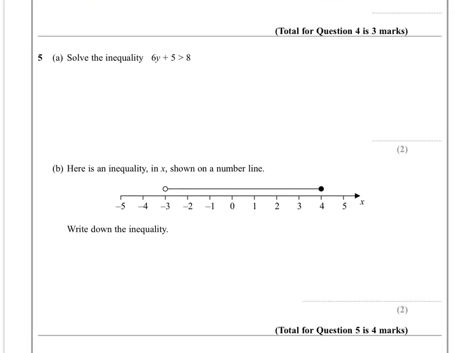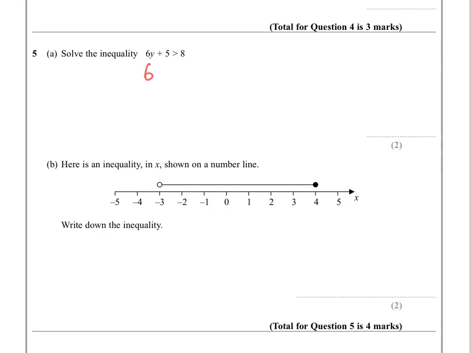It says solve the inequality 6y plus 5 is always greater than 8. Well, with inequalities, like I've said before, the only thing you can't do with inequalities is times by a negative number both sides, because then you're going to change the inequality sign. There's also dangers when you square root, but you probably won't see that on your GCSE at all. So in this situation, if you have 6y plus 5 is greater than 8, would it be allowable to take away 5 from both sides?